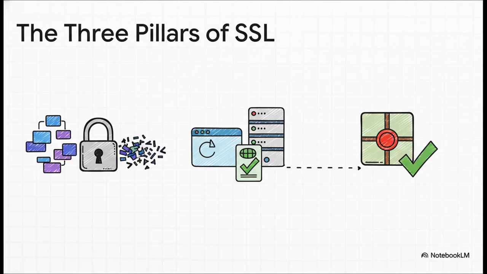First, you've got encryption. This is what scrambles your data so eavesdroppers can't read your credit card number. Second, there's authentication. This proves you're really talking to Amazon.com and not some scammer's website. And third, data integrity, which is a fancy way of saying it makes sure nobody messes with your data on its way to the server.